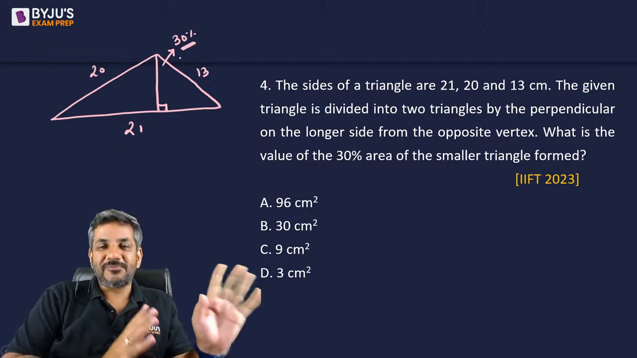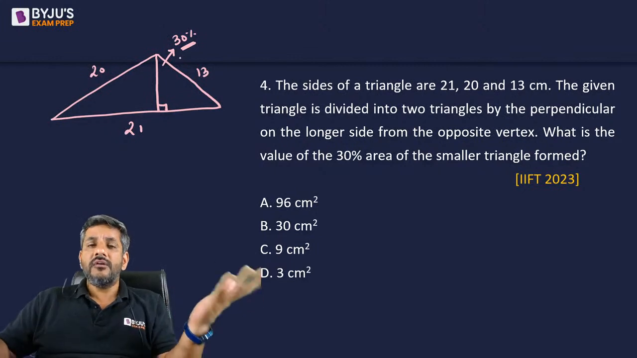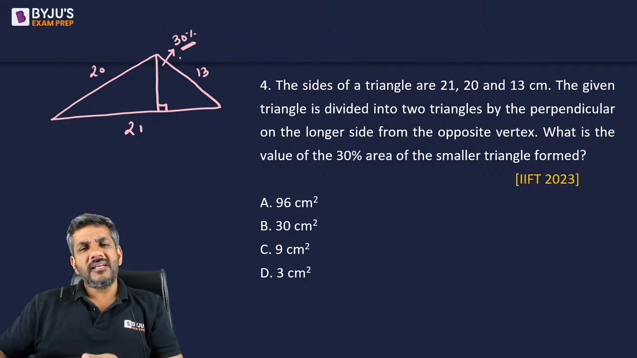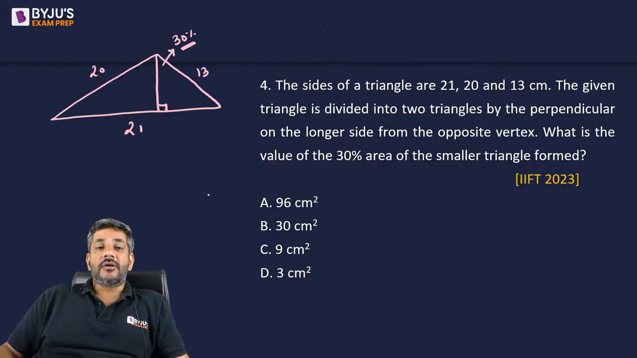Once again, IFT specific thing. CAT होता तो सीधा कहता छोटे वाले का एरिया बता दो. Because once we have reached there, how much time does that take to calculate 30% of it? But somehow they do it. Okay, so how would I get it?